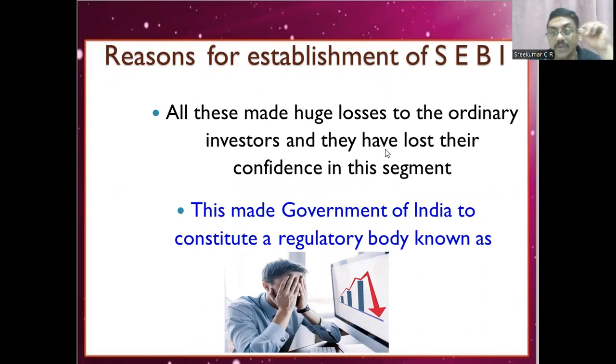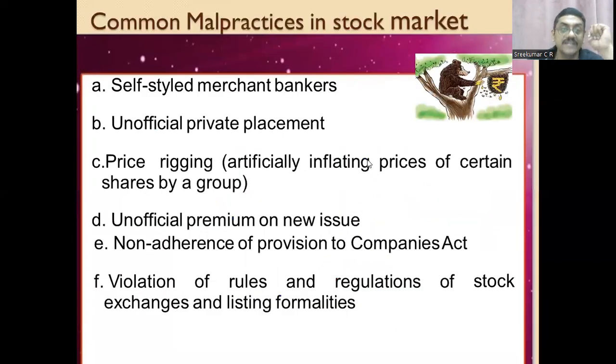So they lost their confidence in this segment itself, not in the money market but in the capital market. The capital market is again divided into primary and secondary, and these losses and fraudulent activities were basically happening in the secondary market, which is the stock market. So because of that, the government wanted to start a regulatory body. That is how SEBI has been established. So these were some of the common malpractices that were happening in India in those days.